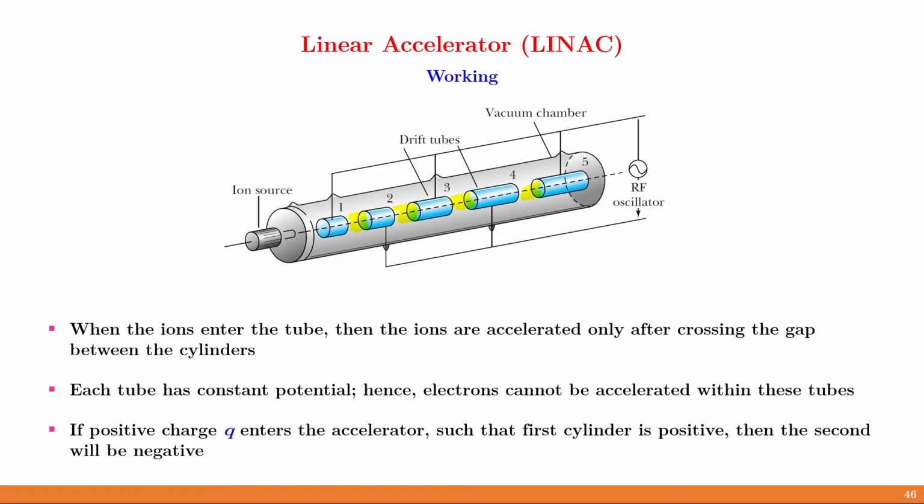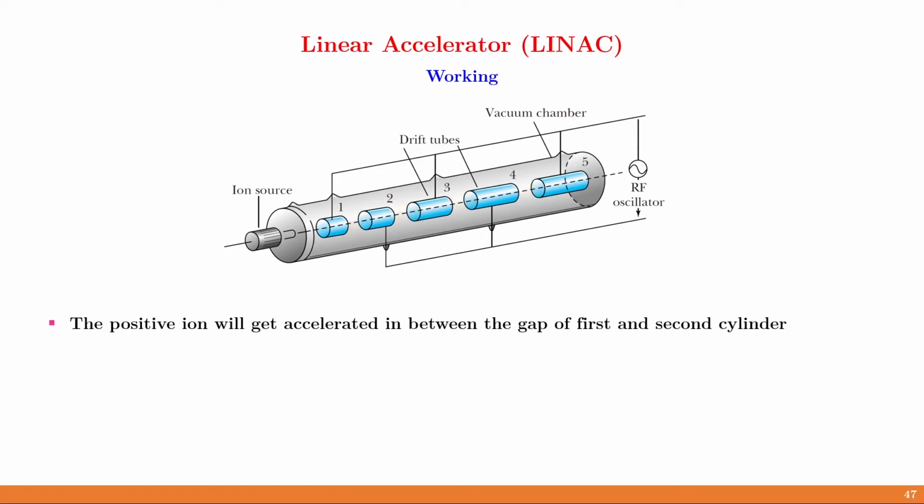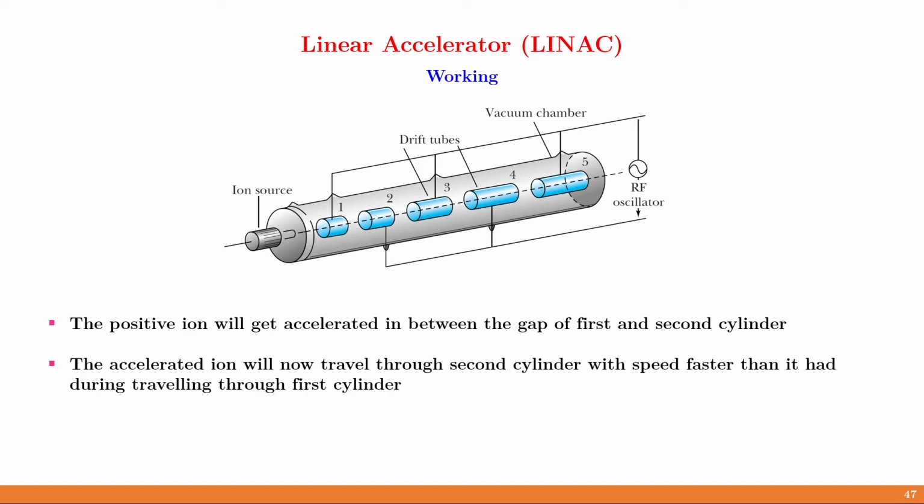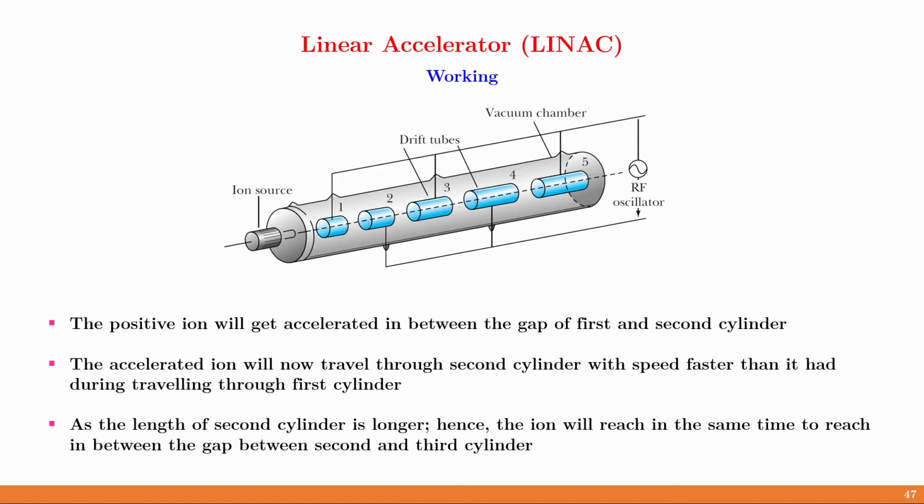If a positive charge Q enters the accelerator such that the first cylinder is negative, then the second cylinder will be positive. The positive ion will get accelerated in the gap between the first and the second cylinder. The accelerated ion will now travel through the second cylinder with speed faster than it had while traveling through the first cylinder. As the length of the second cylinder is longer, the ion will take the same time to reach the gap between the second and third cylinder.